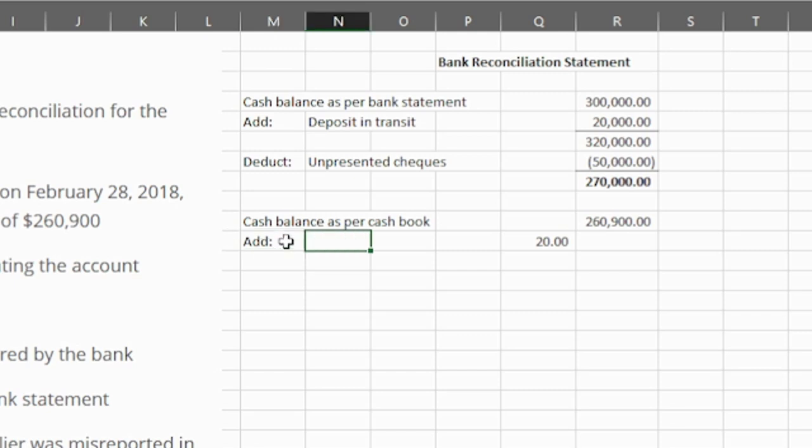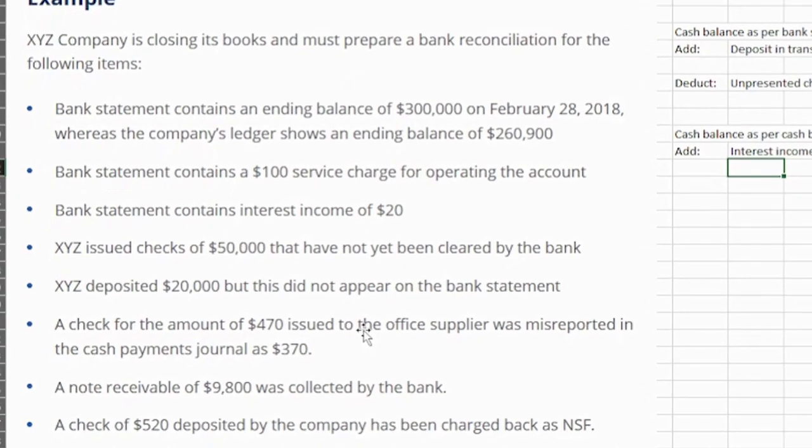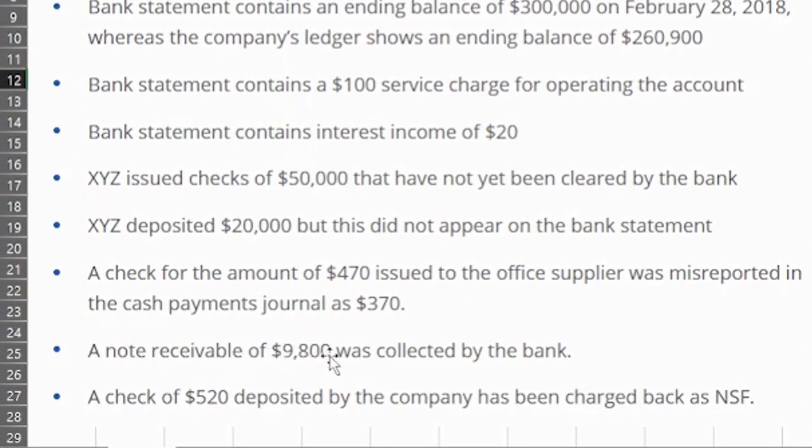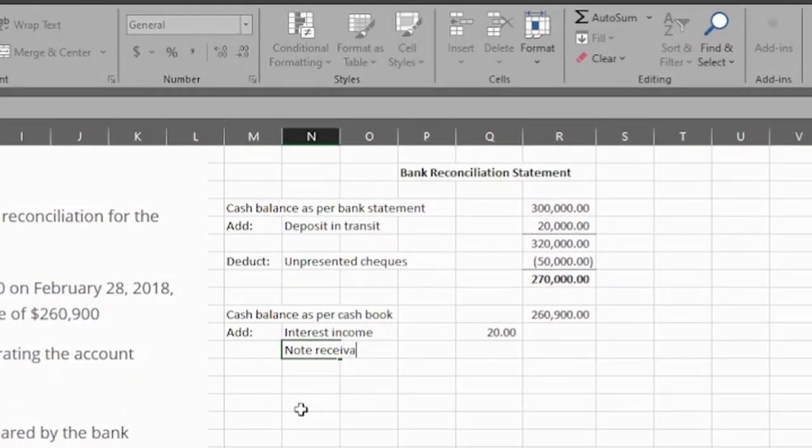Sorry, I didn't give interest income, $20. We are not aware of it. Another income is, what's this? I think there's a note receivable of 9,800. This is money that was collected by the bank, but we are not aware of it. Probably a customer paid. So a note receivable of $9,800. We're not aware of this, so we need to add those back. So we can just sum this.